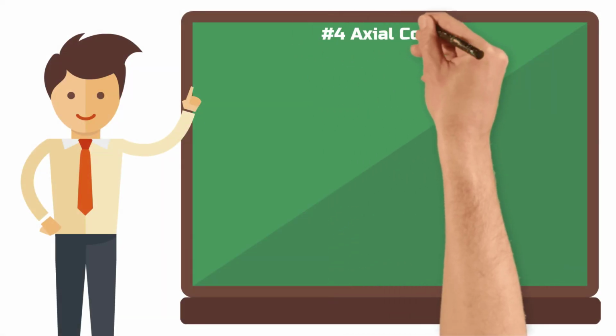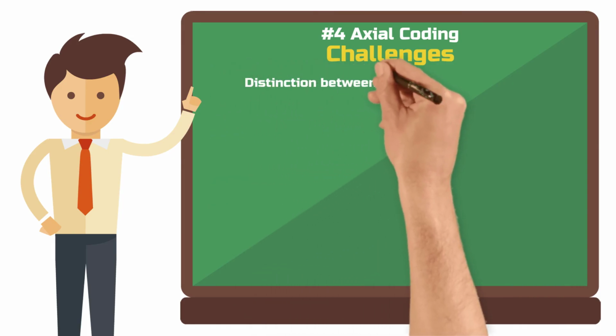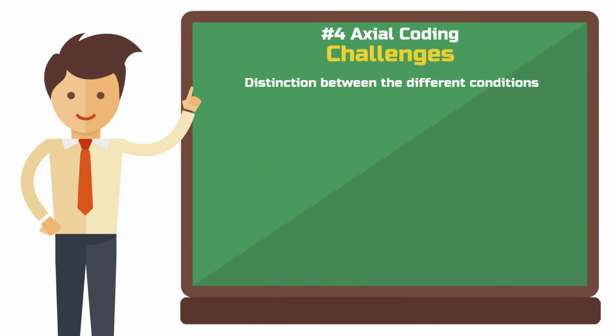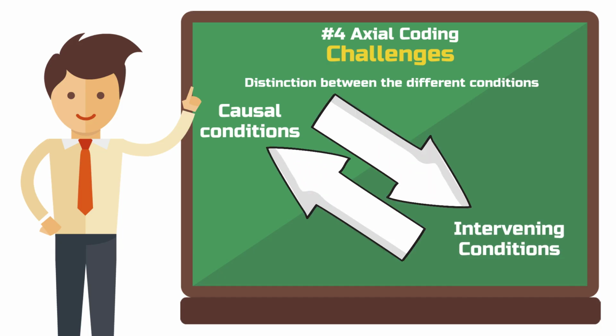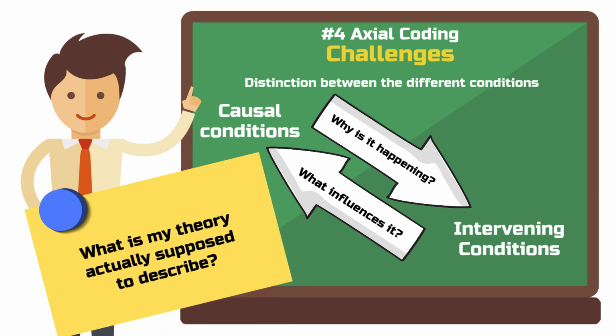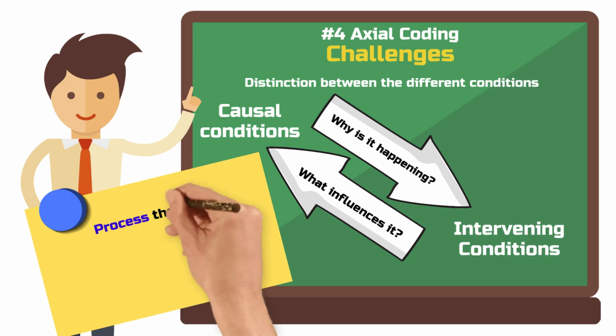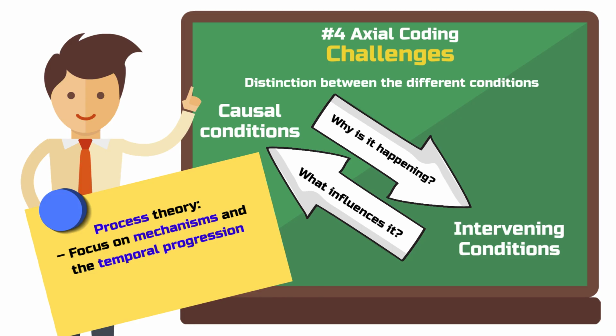Though axial coding is a powerful technique for theory building, it can also pose challenges. Distinguishing between various conditions isn't always straightforward. Some factors can be interpreted as either causal or intervening conditions. It helps to continuously return to your data, asking, why is something happening and what influences it? Also, regularly ask yourself, what exactly should my theory describe? If you're aiming for a process theory, causal conditions might be less important than mechanisms and temporal progression.